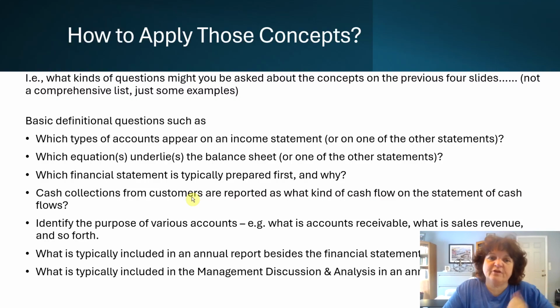So as an example of one of those types of things, we could say, what kind of cash flow on the statement of cash flows are the cash collections from customers. And you would think about where those fit into that business exchange model. And you would say, oh yeah, those are exchanges with the customers in blue. Those were operating activities. And so those are going to be operating cash flows.